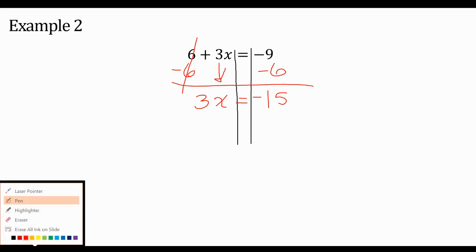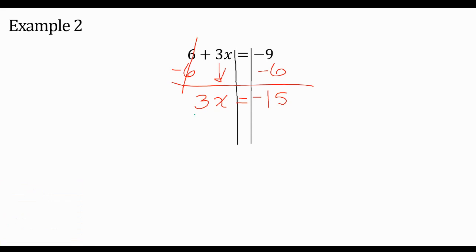So the last step here is to divide, because this is the same as saying 3 times x, so inverse operations. Divide by 3. That cancels, bring down your x, bring down your equal sign, and then -15 divided by 3 is -5. Don't forget that a negative divided by a positive is a negative.